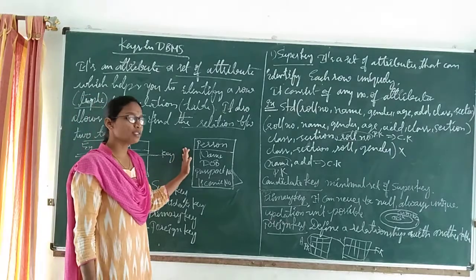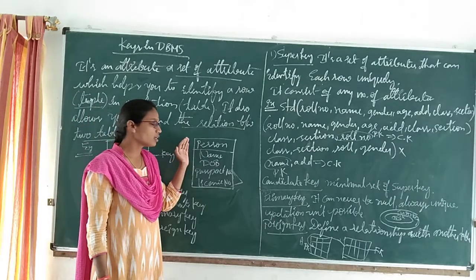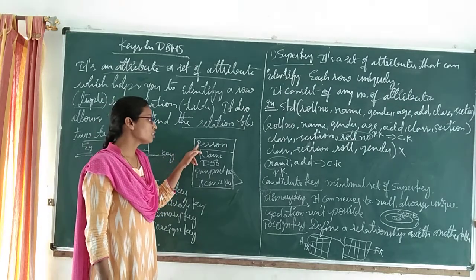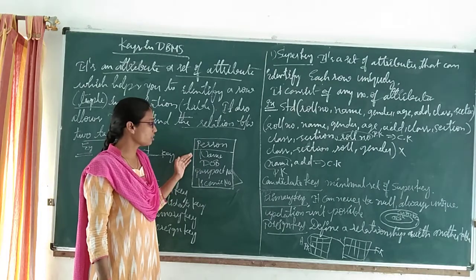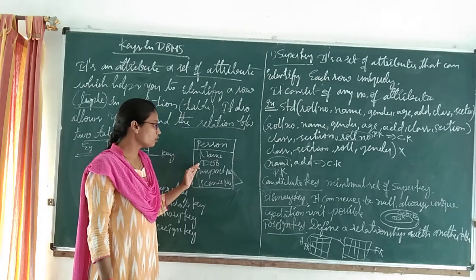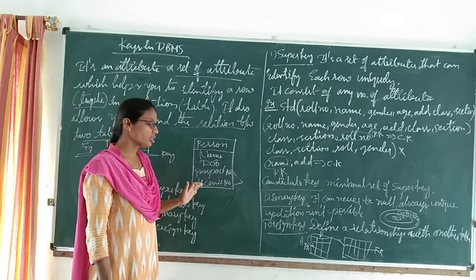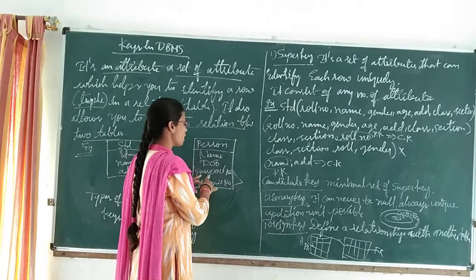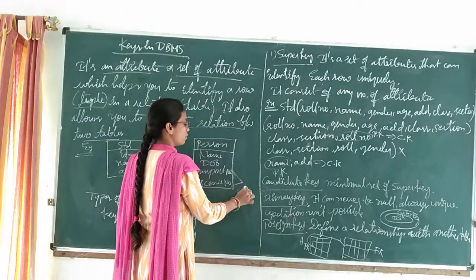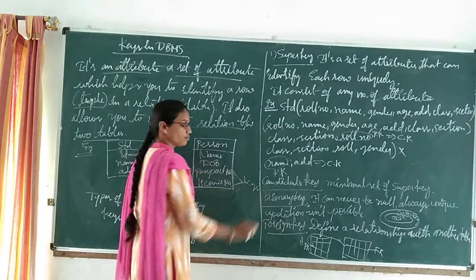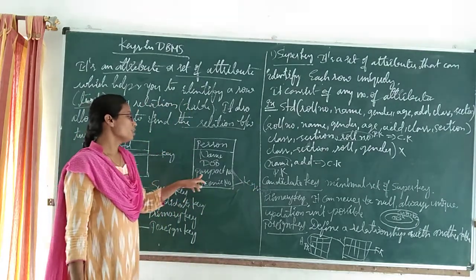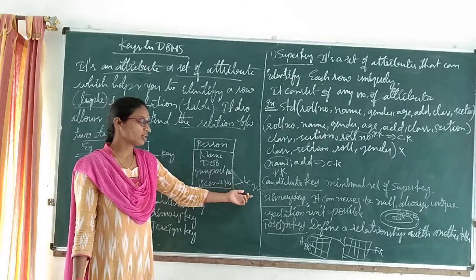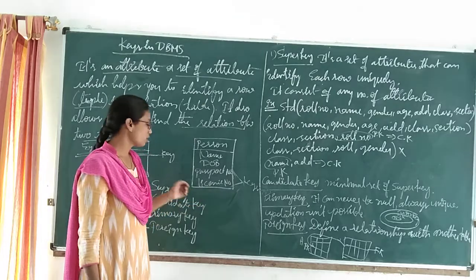And in this relation, person is one entity, person is one relation. The entity has attributes: name, date of birth, passport number, and license number. In this person relation, I am taking these two, passport number and license number, as keys. Passport number has unique values, and license number also has unique identification values.